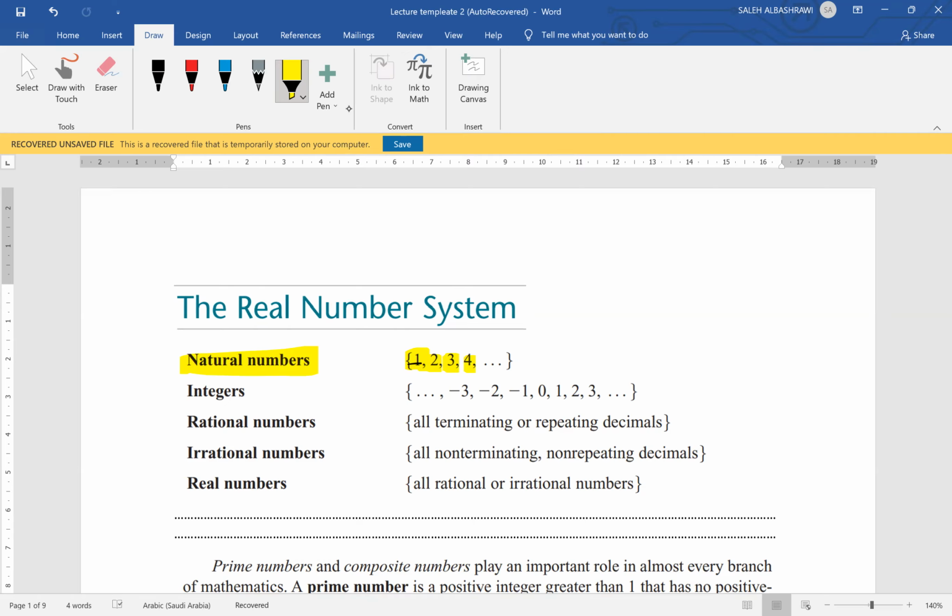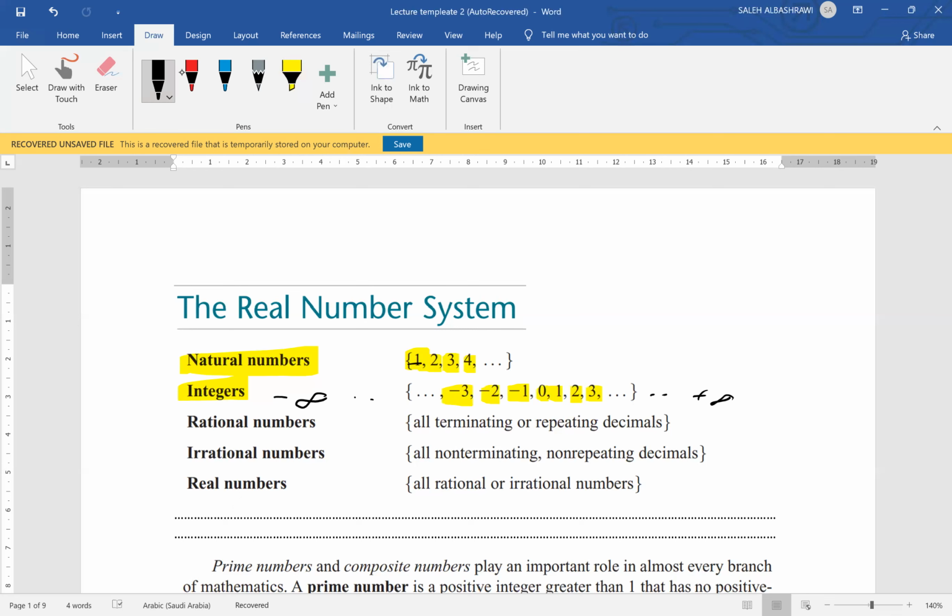Also, we have another set called the integers. Integers include negative numbers: -3, -2, -1, 0, 1, 2, 3, 4, up to plus infinity on the right, and down to minus infinity on the left. Integers mean we don't have fractions or parts of a number. We don't have 0.5 or 1.5.